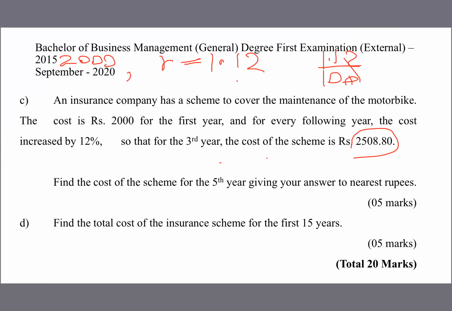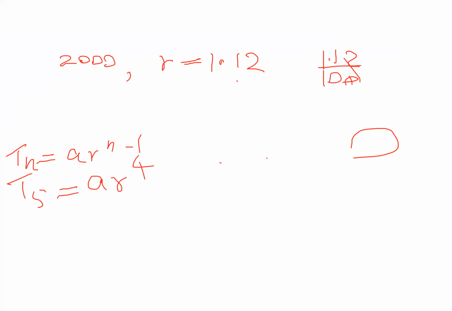Or you can find out very easily by using the formula that is relevant to the term, right? Term N. That means Tn. Tn means AR^(N-1). We need T5. That means AR^4. Okay. So then it is very easy, right? So you can apply T5. We want to find out.